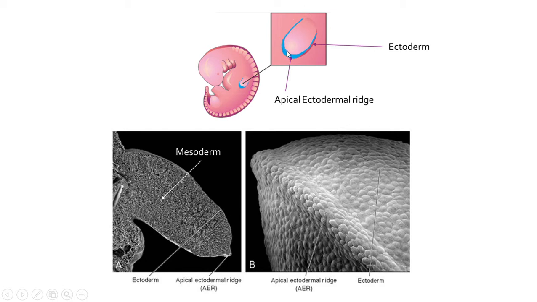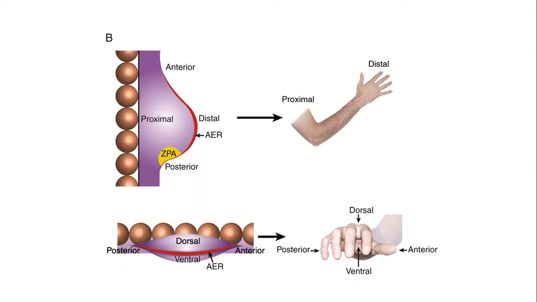The ectodermal surface of the limb bud thickens to form a ridge, and this is called the apical ectodermal ridge. And it's involved in the secretion of two important genetical factors, which are the fibroblast growth factor and the 1-7 genes. To understand the functions of these different genes, we should understand the orientation of the embryo.